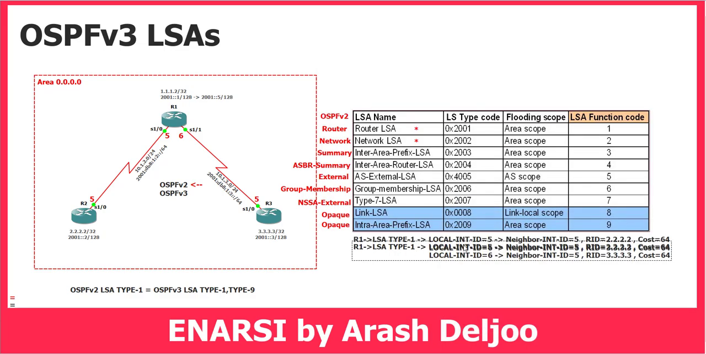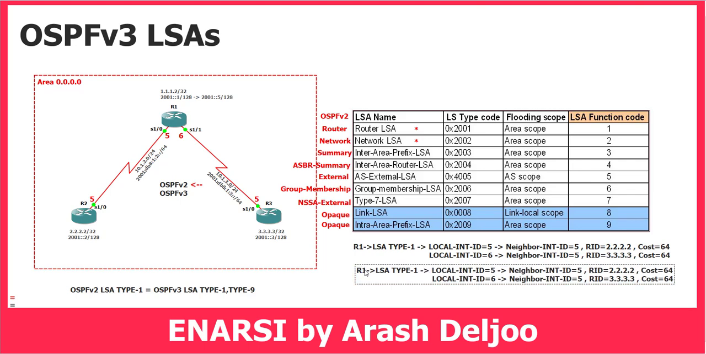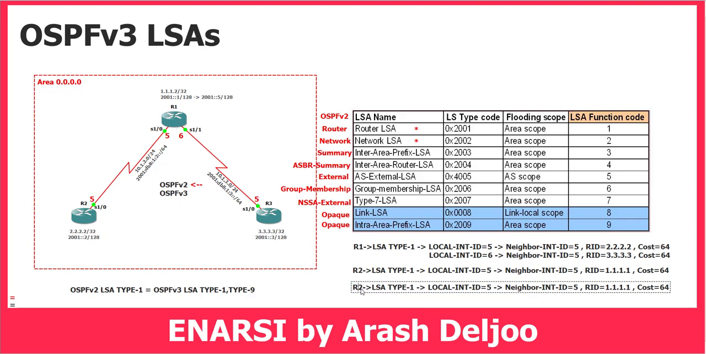Also, in the information of router 2, we expect to see this information: LSA type 1, local interface ID 5, connected to neighbor interface ID of 5, RID of neighbor is quad 1. And then the metric or link metric is 64. This is the information that we have in router 2. After that, let me copy it for router 3. This is R2 and this is R3. In R3 we have LSA type 1, local interface ID 5, connected to the neighbor interface ID of 6, the RID of neighbor is quad 1 and the cost is 64.